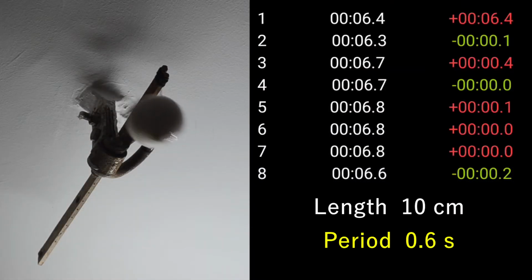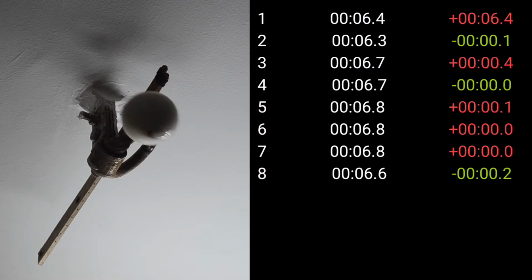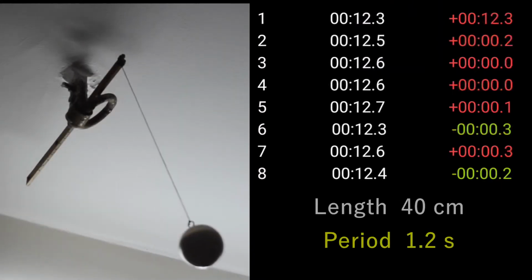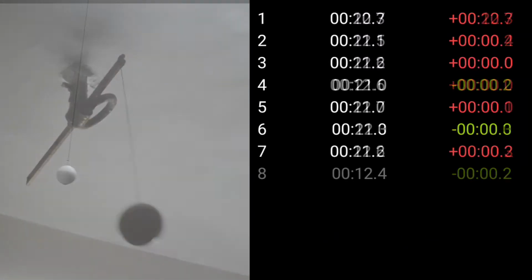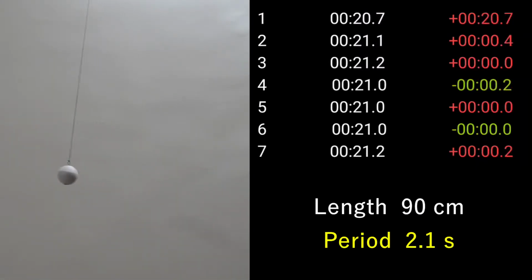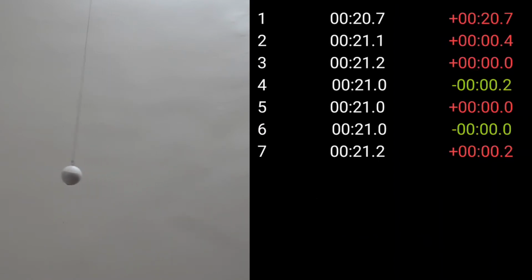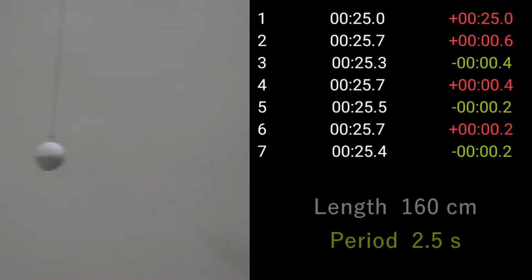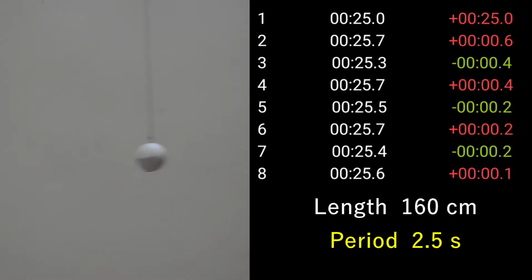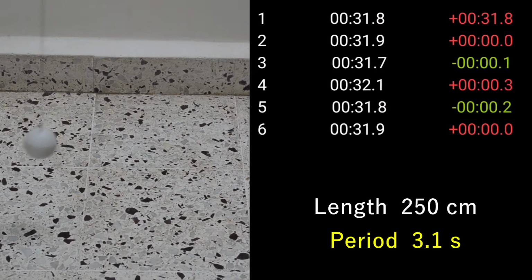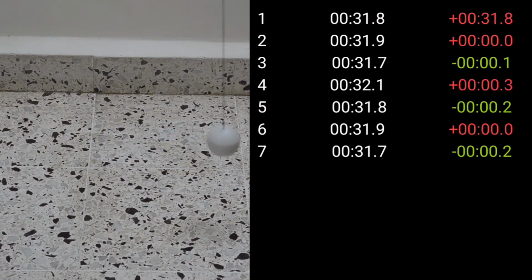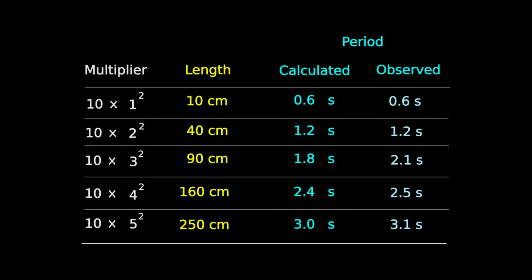With 10 cm, period is 0.6 seconds. With 40 cm, period is 1.2 seconds. With 90 cm, period is 2.1 seconds. With 160 cm, period is 2.5 seconds. And with 250 cm, period is 3.1 seconds. We are very close to the calculated values as per the formula.